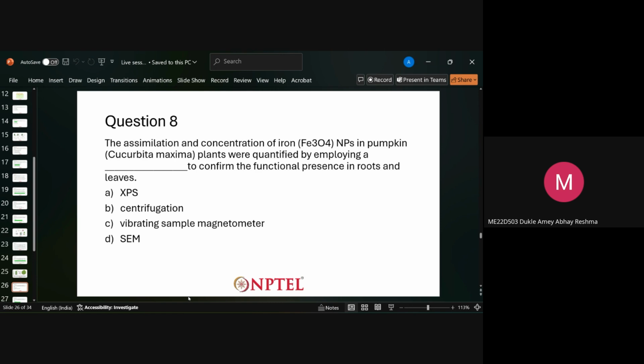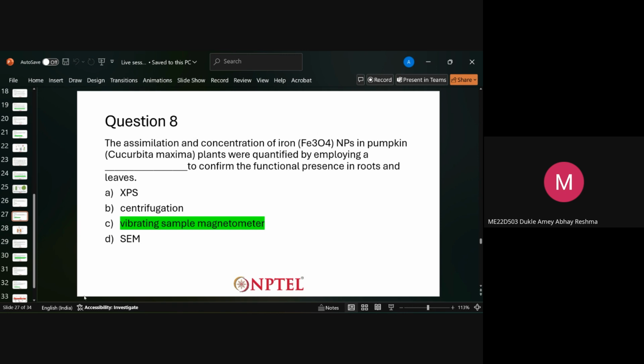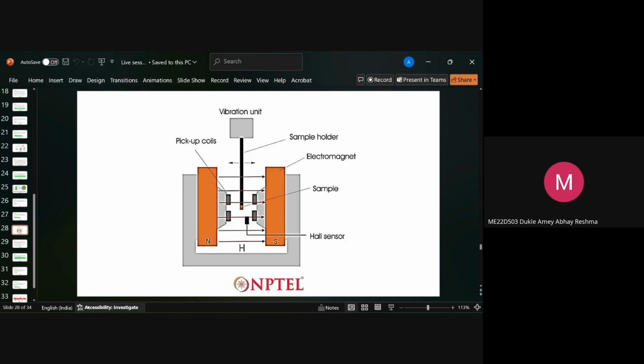And SEM is basically a microscopic technique wherein you use a scanning electron. So basically, it's called scanning electron microscopy. So basically, electrons are bombarded on the sample, and then you get the image by looking at the reflection, basically. So the answer is vibrating sample magnetometer.